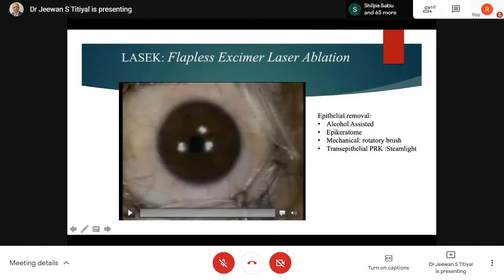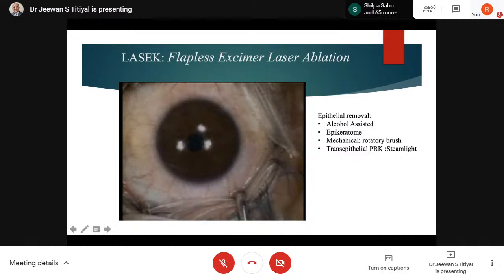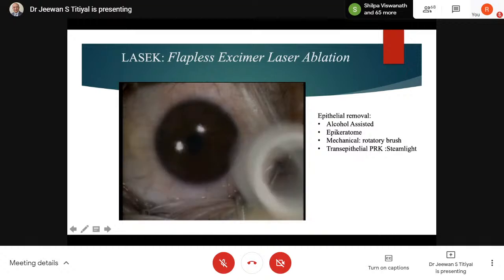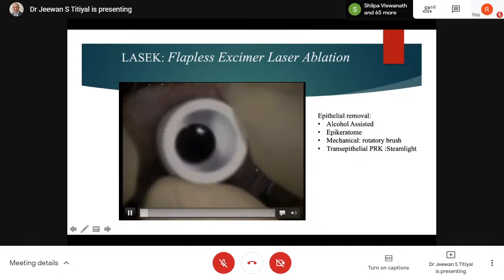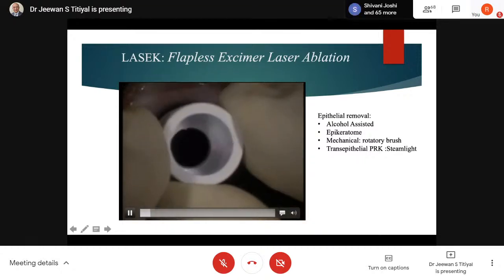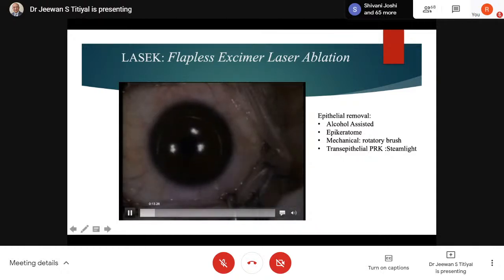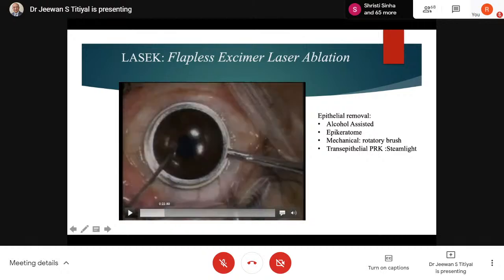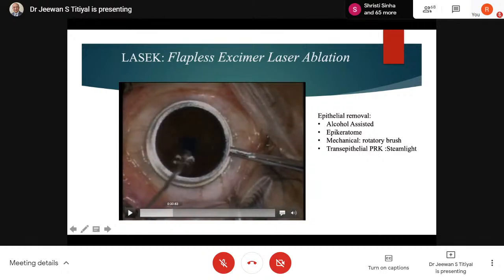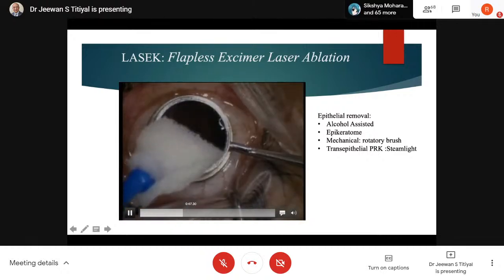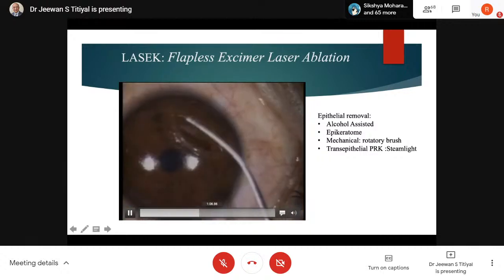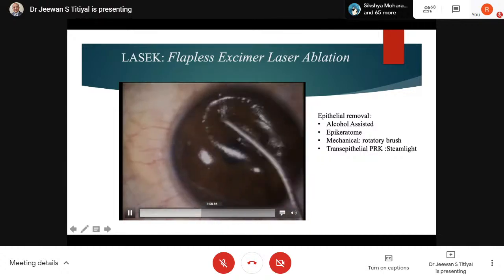So if you see here a small video, this is a very old one which I had used earlier. Normally we put a little trephination so that we have good contact with the epithelium. Put alcohol for 20 seconds in a well. You can see alcohol being put for 20 seconds. Take it off, wash, and subsequently you can remove the entire flap.